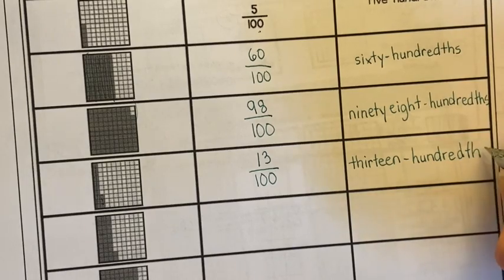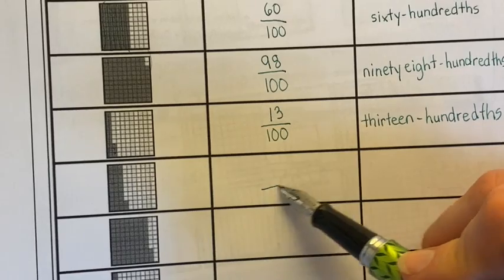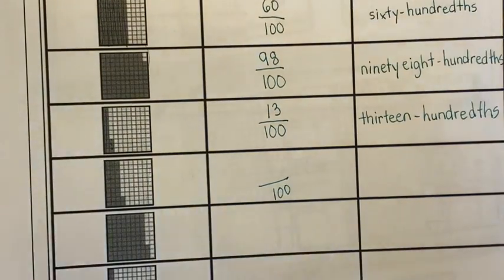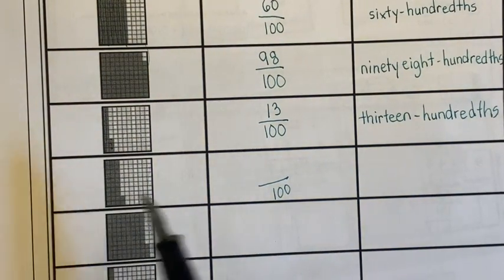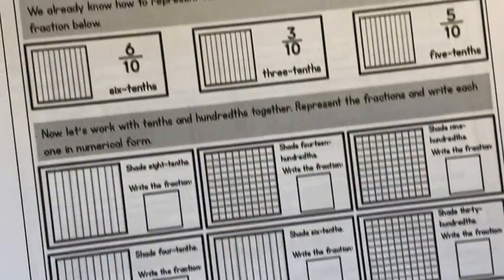Okay, so you're going to go through and count these and put them as a fraction. Every single one is going to be over 100. They're all out of 100. You're going to count how many, put them over 100, and then write the name. Okay, on to the next page for today.